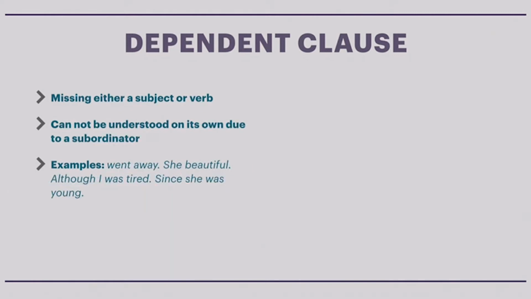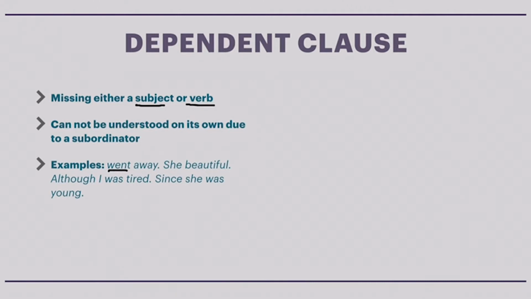On the opposite side of things, we have dependent clause, which is either missing a subject or a verb. One of these is missing. I have the example down here. Went away, so we're missing the subject, or she beautiful. We're missing the verb there.